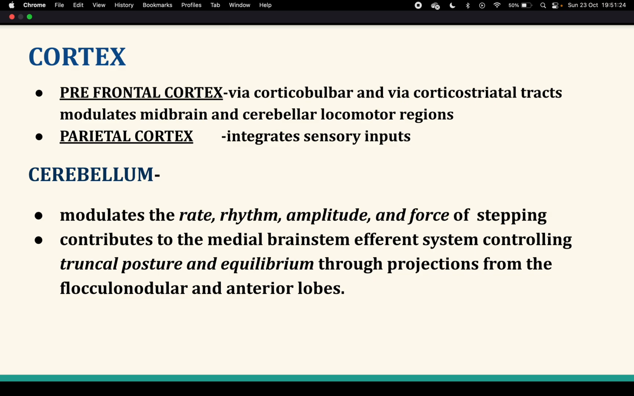That means the midline, the mid part of the cerebellum, helps to maintain the posture of the axial skeleton of the body, whereas the lateral hemispheres help for the posture and movements of the lateral parts, that means the limbs of the body. Trunk posture is mainly done by the midline, anterior lobes, and flocculonodular lobes of the cerebellum.